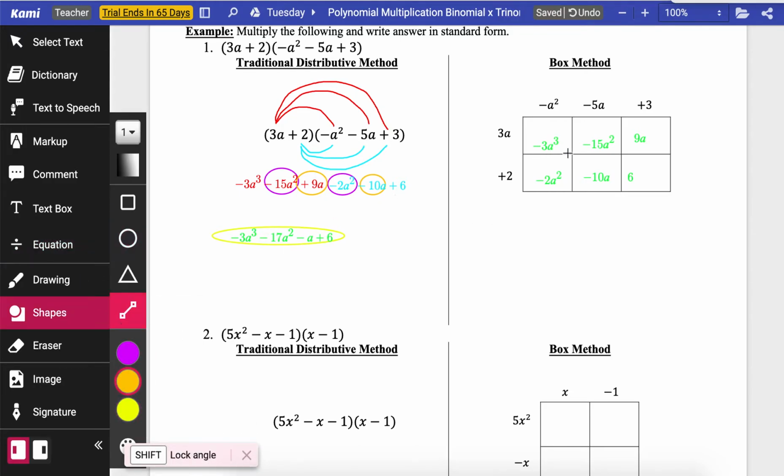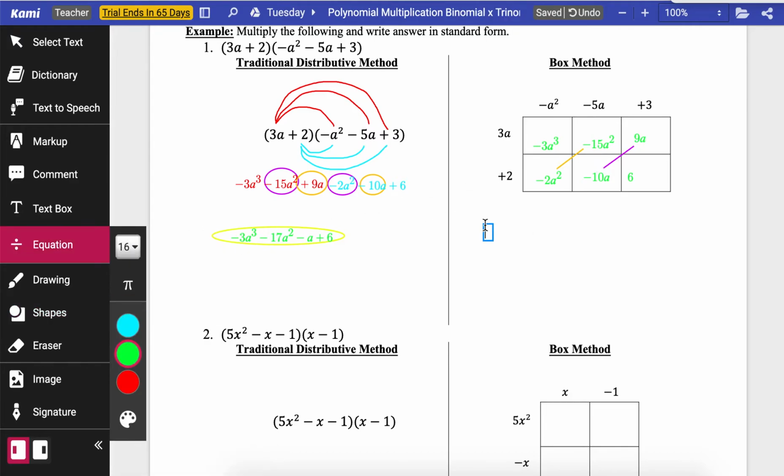So you'll notice that we have like terms showing up diagonally across from each other. And if our box was larger, these diagonals would just continue to give us more and more like terms along that line. So those are like terms, and these are also like terms.